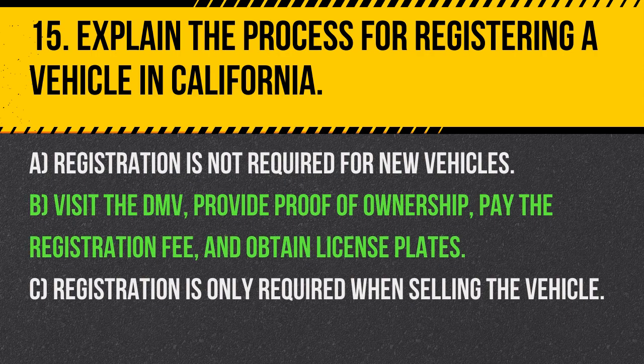Answer. B. Visit the DMV, provide proof of ownership, pay the registration fee, and obtain license plates. This process is mandatory for all vehicles operated on public roads.